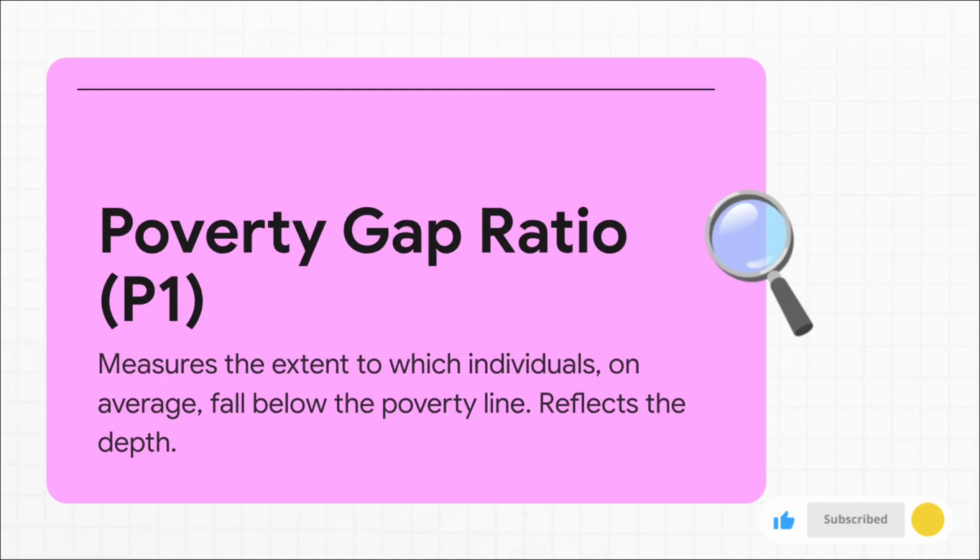So to fix that problem, we have the poverty gap ratio. Now, this tool is smarter. It doesn't just count the number of poor people. It actually measures the average distance their income is from the poverty line.